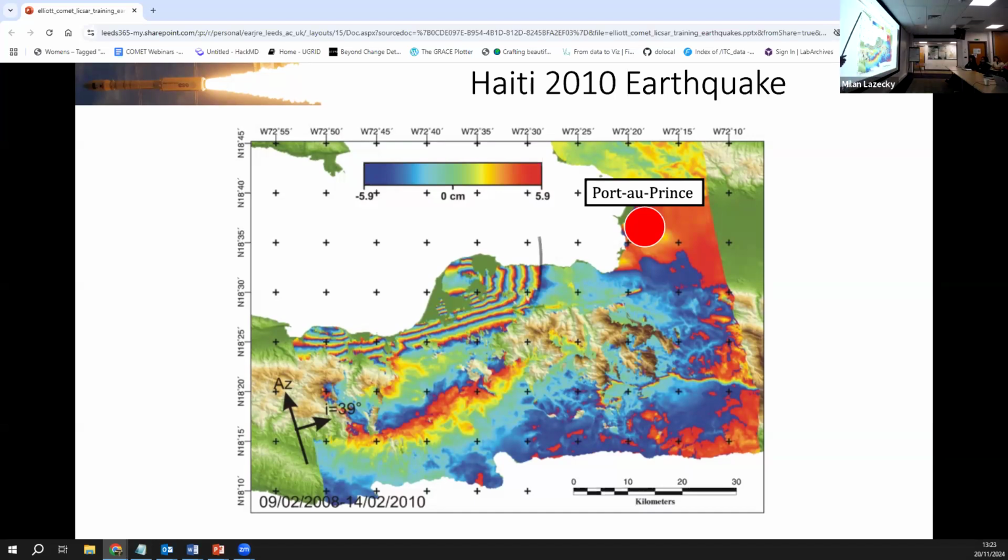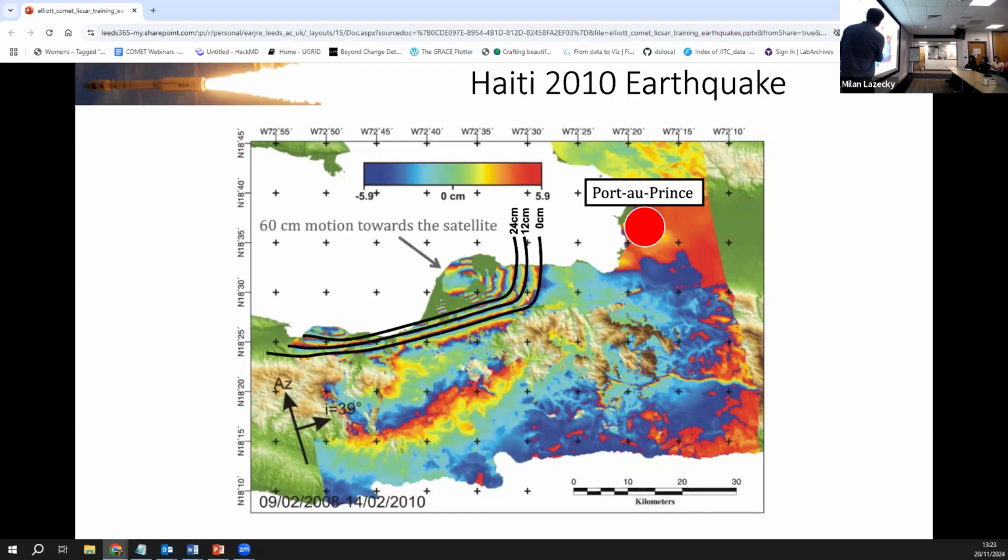You can use this to model the fault. But the first thing you have to do is what's called unwrap the data. So you look for where there's no deformation, you call that 0, and you just count those contours in. You multiply by whatever contour interval you've done. So earlier on, we just used to use the wavelength or half wavelength. But you build up to 60 centimeters of motion towards the satellite, 12 away. So it's just a counting exercise, and that's called unwrapping. A long time ago, that was done manually. You just draw contours. Obviously, nowadays, you don't need to do that, and there are things called unwrappers that will do that for you.